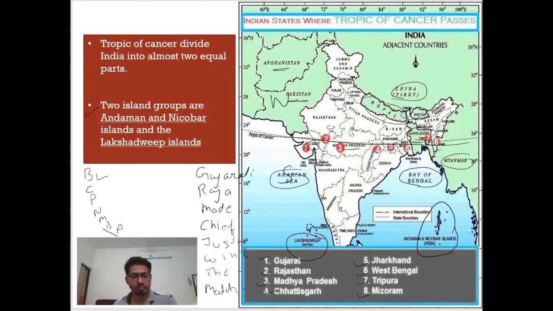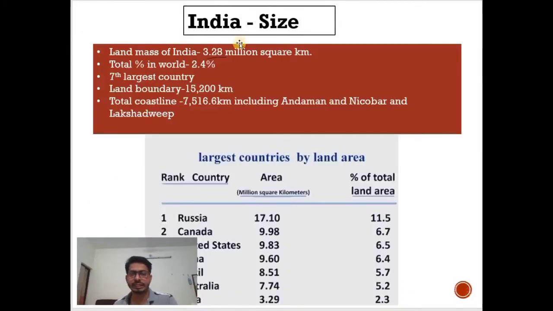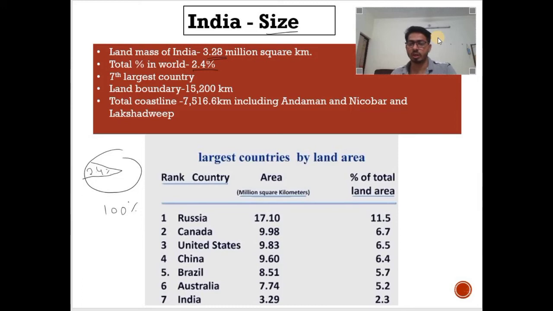So let's see the next one. India's size. Here we will discuss the size of India. The landmass of India is 3.28 million square kilometers. And the total percent in the world is 2.4%. For example, this is your entire world, and the entire world is 100%. India is the seventh largest country.